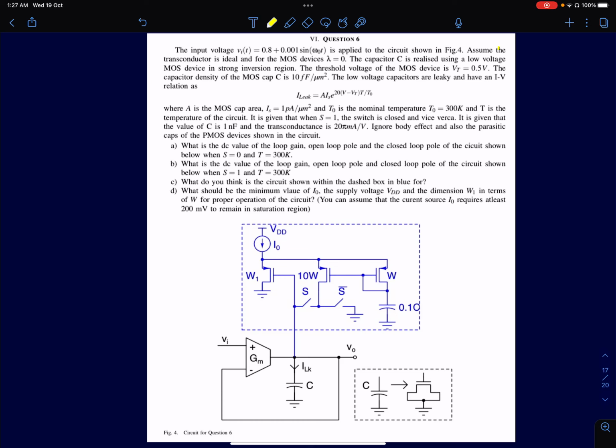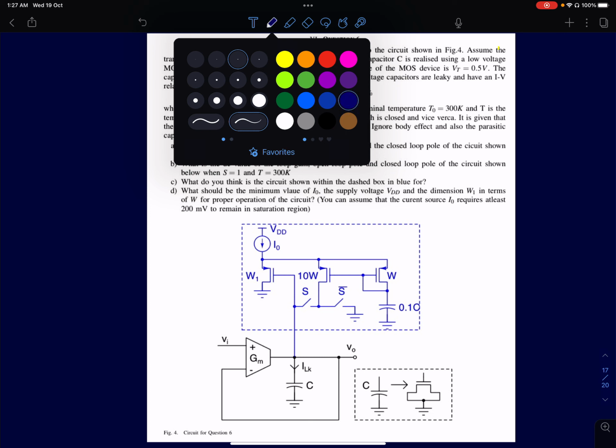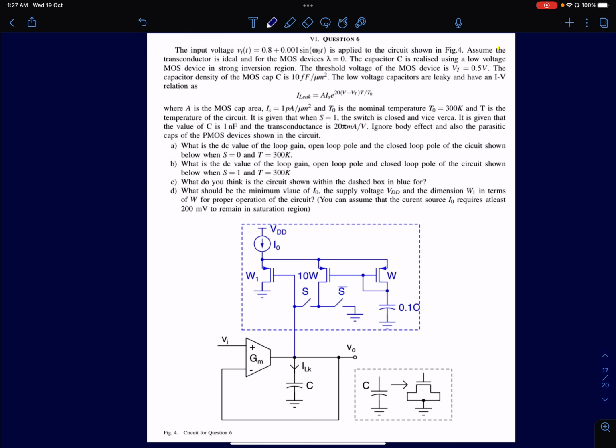Hi everyone. In this lecture, I thought I'd finish the discussion on the leakage compensation circuit that I had introduced in the previous lecture. This is one of the questions I posted on LinkedIn, and I thought I'd discuss its solution. It's a very simple leakage compensation circuit.